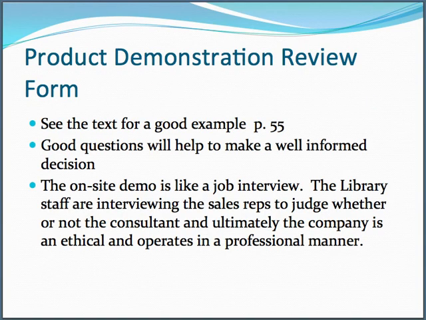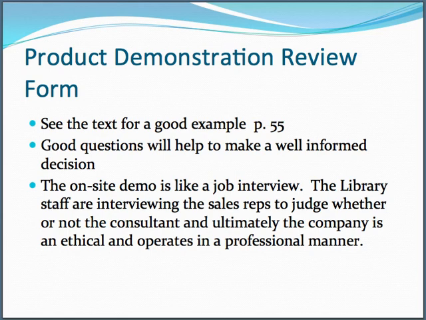Product demonstration review form. Please make sure you go to your text and read chapter 5 and see a good example of a review form on page 55. Good questions will help you make a well-informed decision.